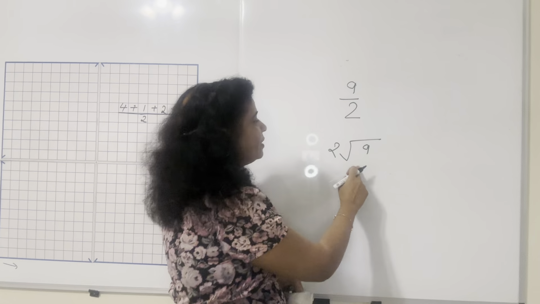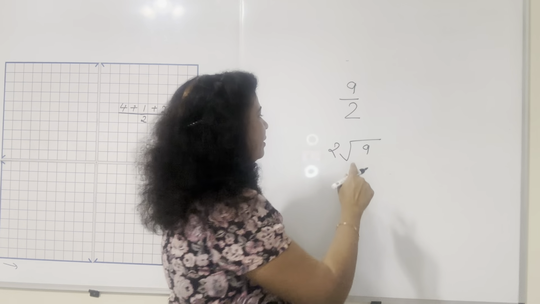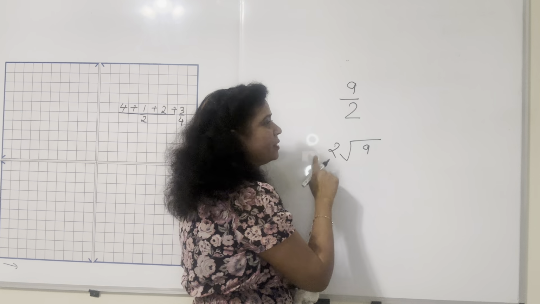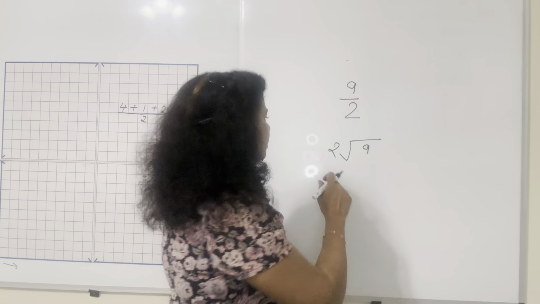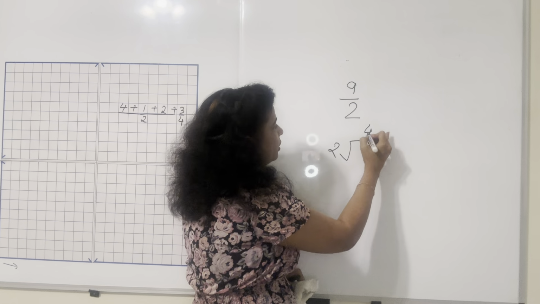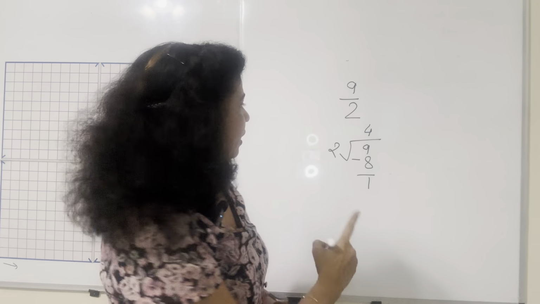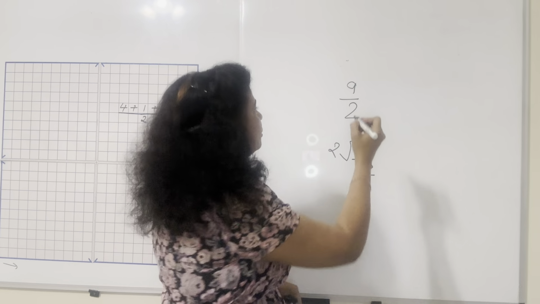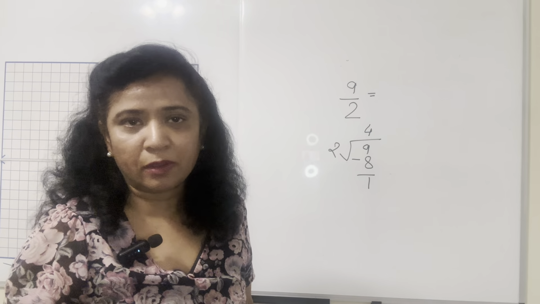Okay, so if this is the divisible sign and you are dividing it, make sure that the numerator is inside and you are dividing it by the denominator or divisor. So 2 times 4 is 8, and you subtract and it is 1. So now look at this. This is a mixed number. So 9 over 2 was a fraction with numerator greater than denominator.